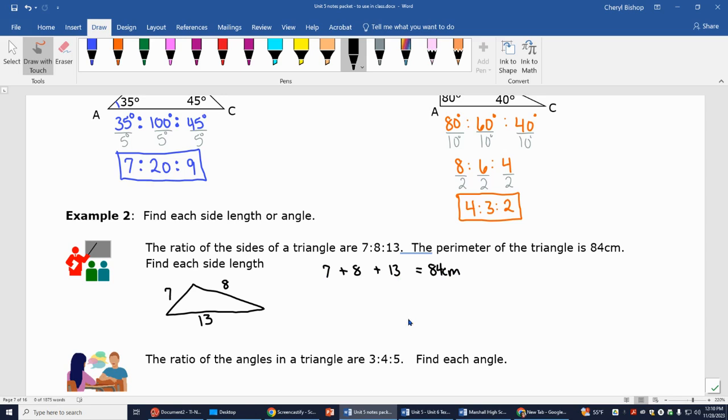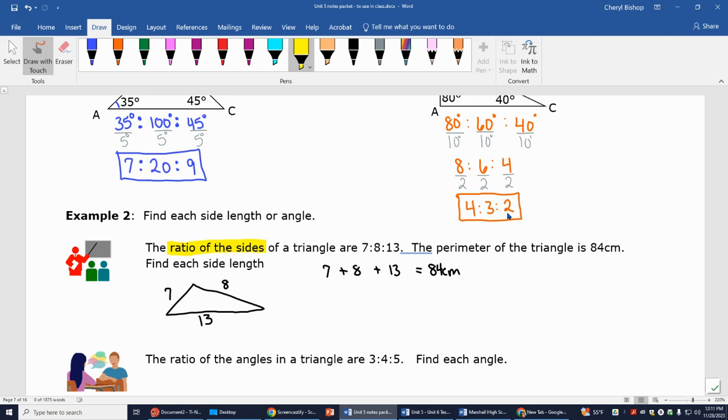However, 7 plus 8 plus 13 does not make 84 centimeters. But remember, this is the ratio of the sides. This isn't the actual sides, which means this has been reduced. It has been divided by some common value. 7, 8, and 13 have all been divided by the same number, right? Like up here, these were all divided by 5 to get here. These were all divided really by 20 to get here.